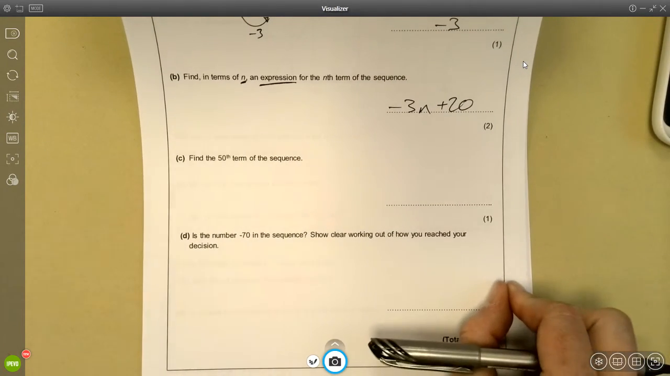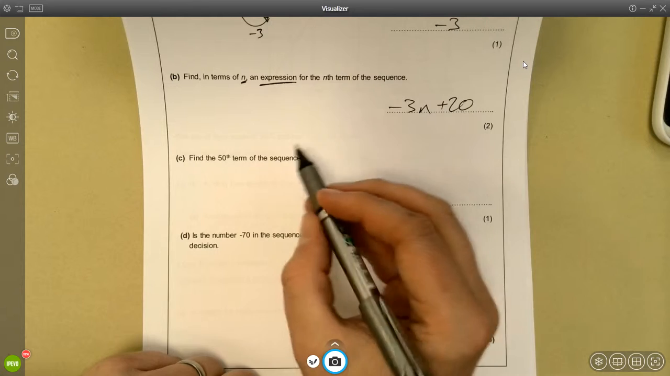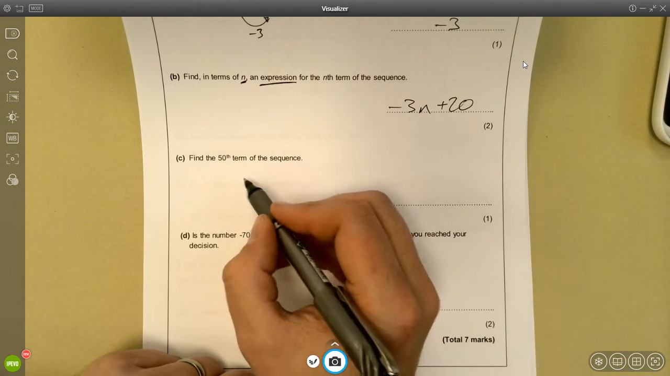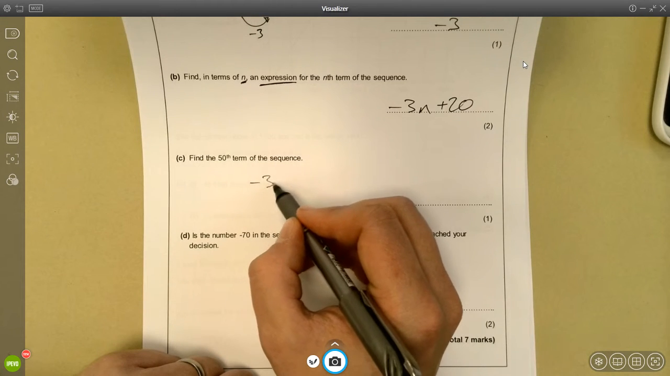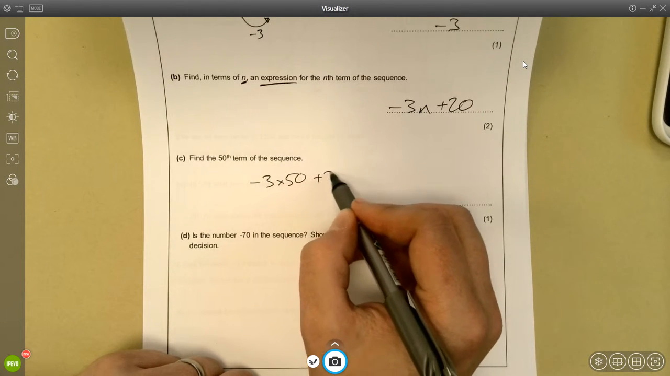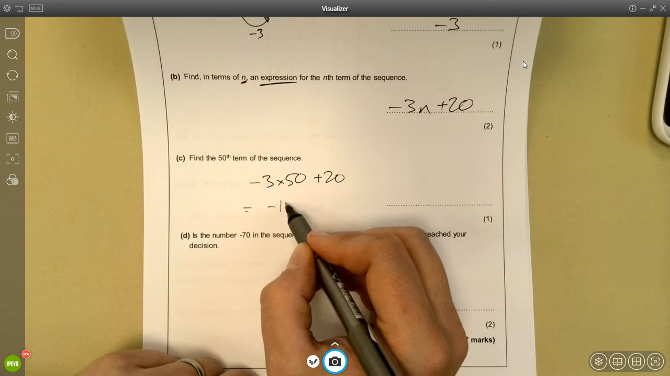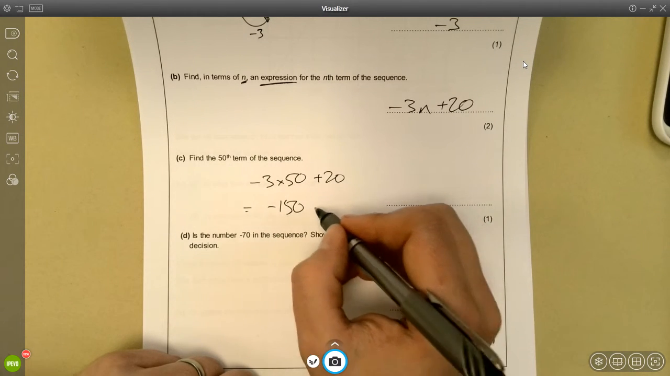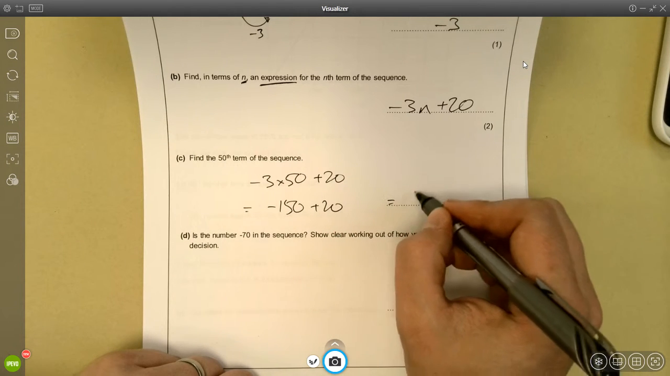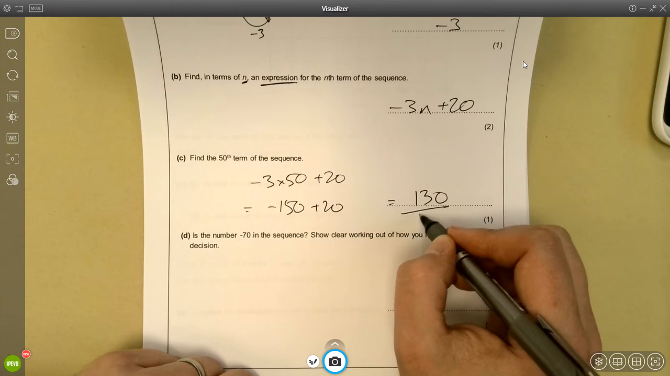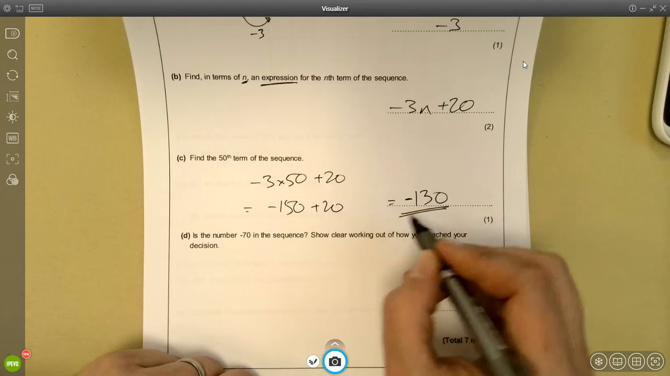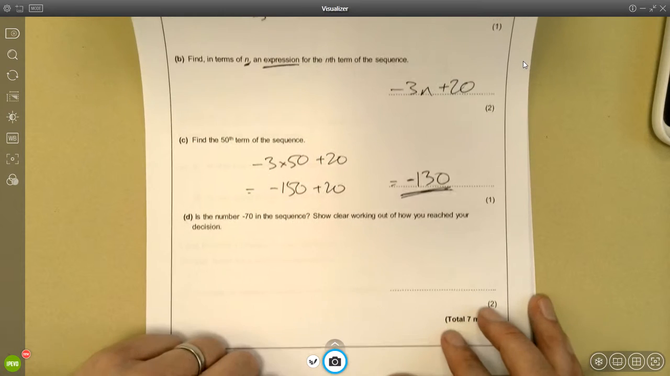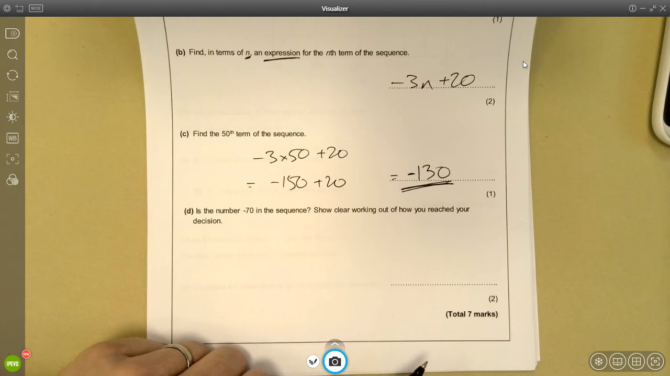Let's look at the 50th term. Well, actually this is brilliant because if we replace n with 50, we'll find the 50th term. So to get the 50th term, we do a -3 times 50, and then we add 20 to that answer. So it's -150, and then you add on 20, which gives us negative 130.